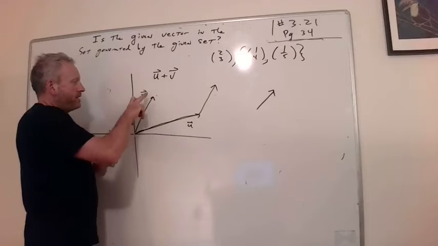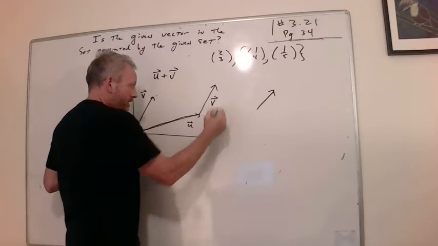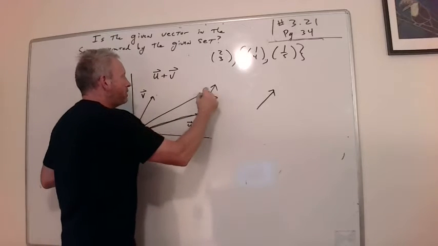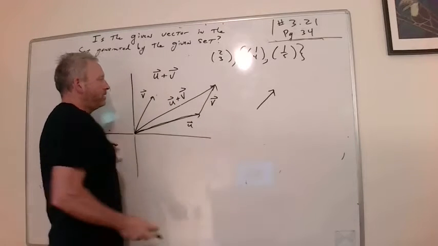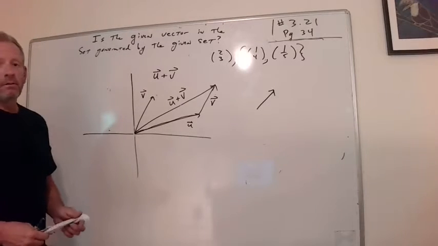So what we do is we take this vector v and we place it out over here, and that really is still vector v. And now go from the origin out to here, and that is u plus v. Now that gives us a visual meaning for the sum of the vectors.